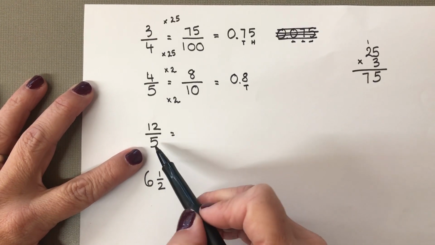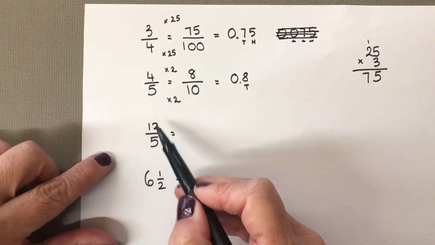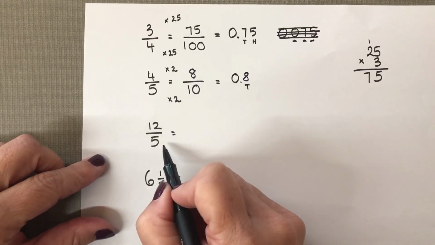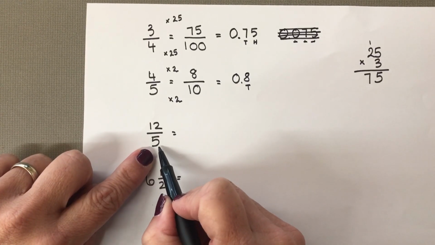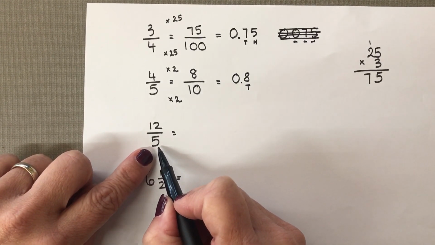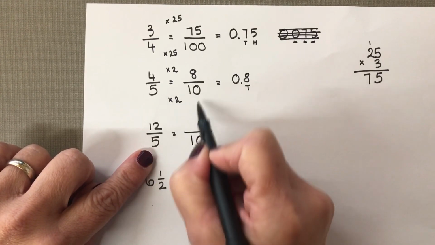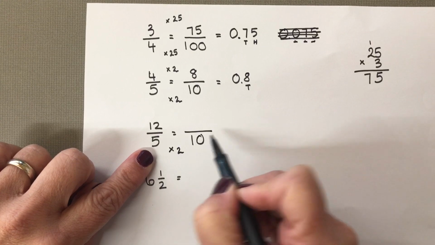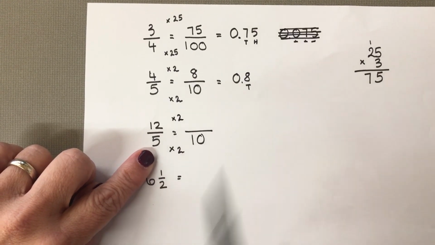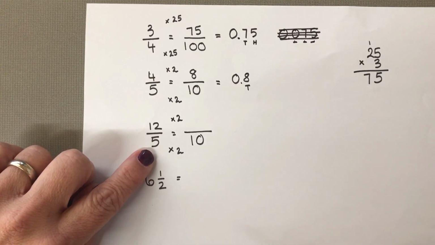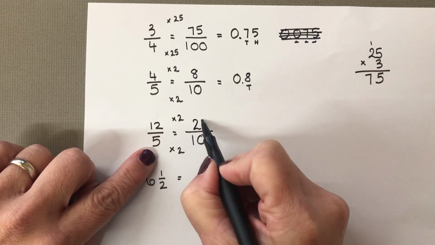Don't get too confused by this one. This is an improper fraction, 12/5, but you can still do the same thing, right? So you're going to say, well, is it easier to make it out of tens or 100? You could do either. I prefer to do it out of tens. So it's going to be the same as this one. I'm going to do times 2. And then I'm going to do 12 times 2. I know my 12 times table. So 12 times 2 is 24.